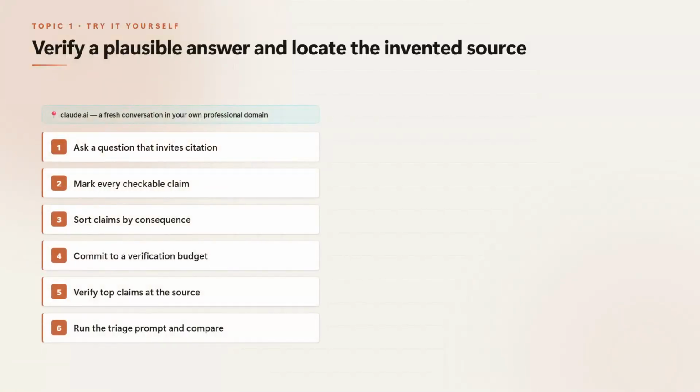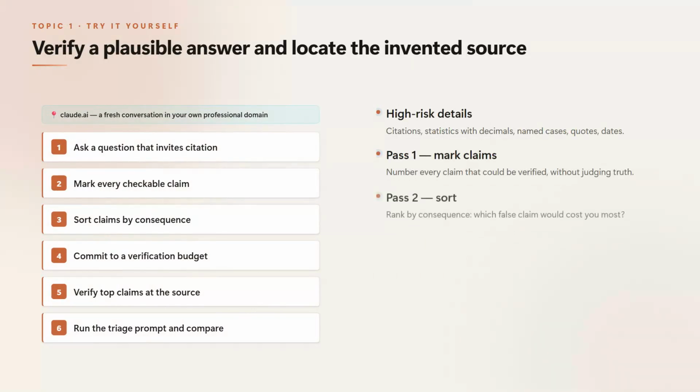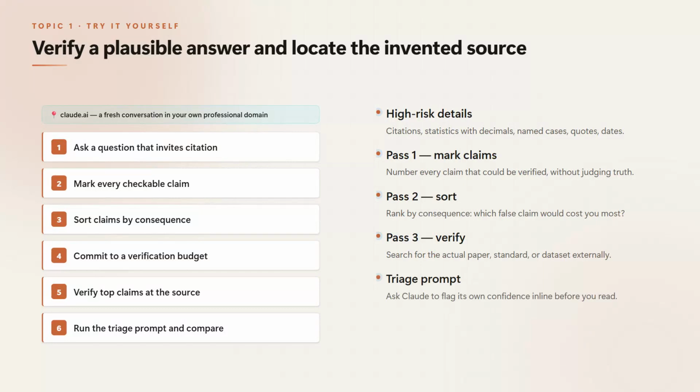High-risk details. Pass 1, mark claims. Pass 2, sort. Pass 3, verify. Triage prompt. Partial accuracy is more dangerous than uniform unreliability. 5 correct citations lend credibility to the 6th, fabricated one.